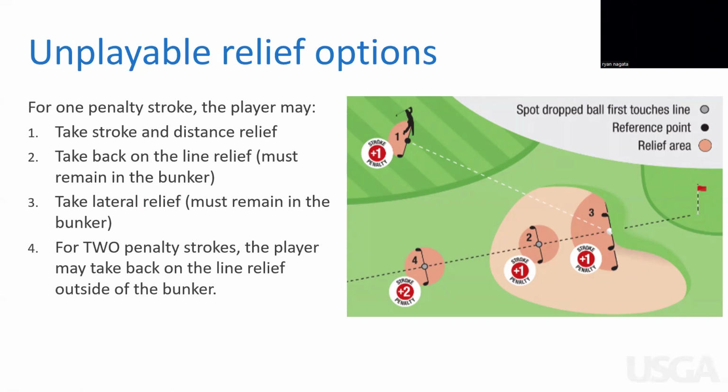Option number one is to take stroke and distance relief for one penalty stroke, as illustrated on the top left-hand corner of the screen. Option number two is to take back on the line relief, which is illustrated in number two here. You must remain in the bunker as part of the stipulation for this rule. Number three, you can take lateral relief or two club lengths from the spot of the golf ball. Again, you must remain in the bunker and not be closer to the hole. And finally, for an additional stroke and a total of two strokes, the player may take back on the line relief outside of the bunker, as illustrated in option number four there.